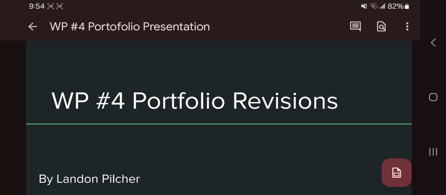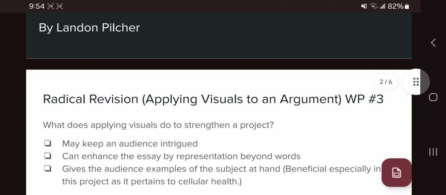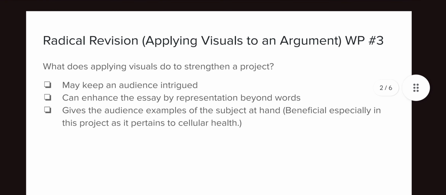One is a radical revision, which is just changing the formatting or style of writing. And then another one is just traditional, which is just stuff I need to change to enhance my essay and make it better. Now, I want to start off by talking about my radical revision. So, my radical revision consists of adding visuals to my argumentative paper.